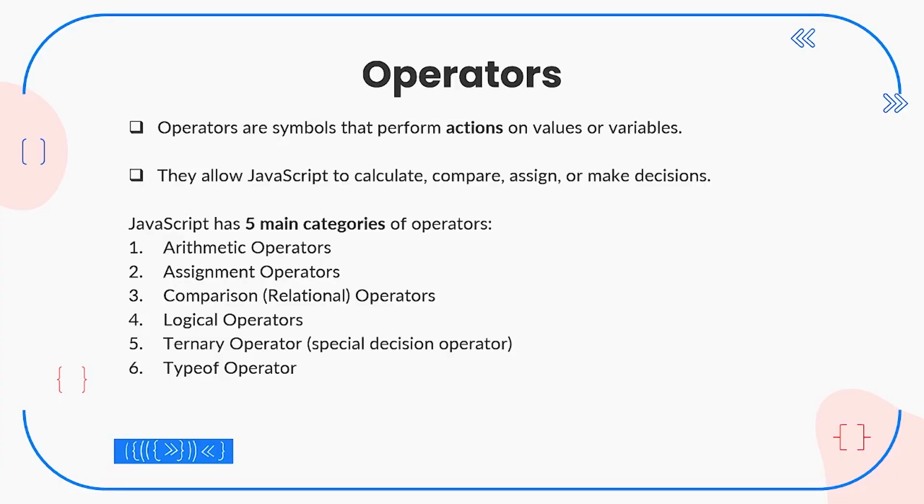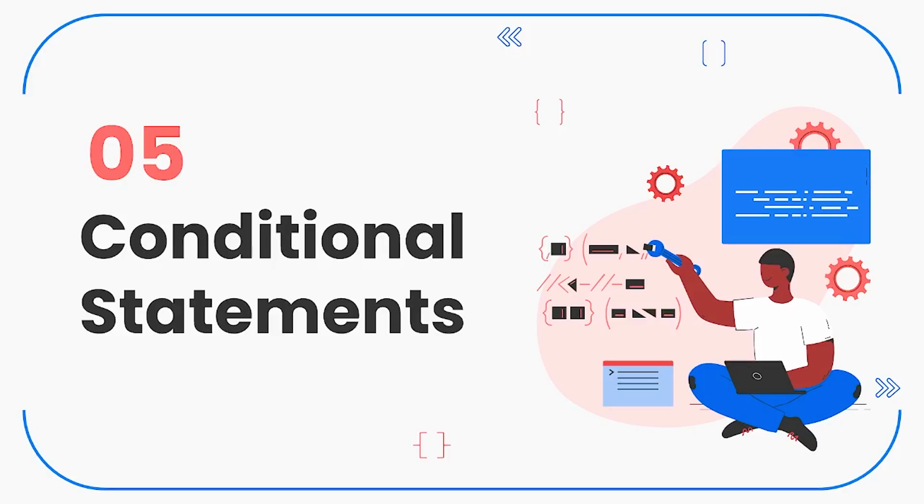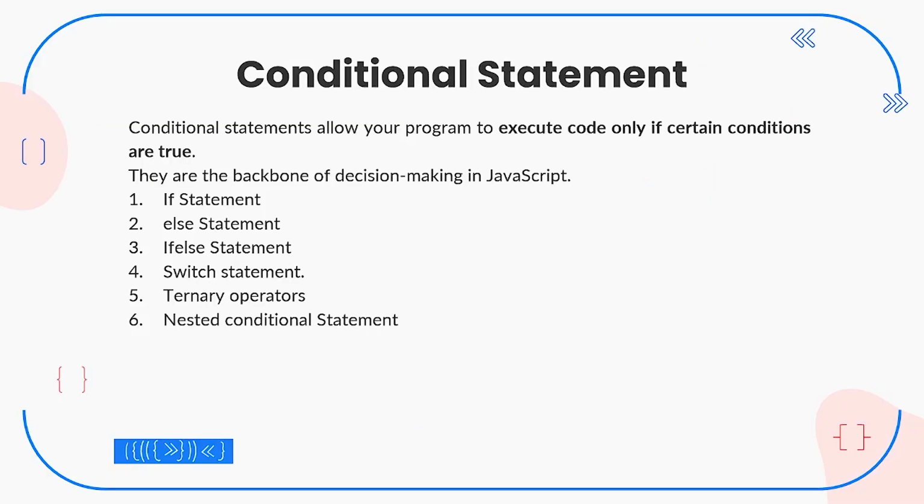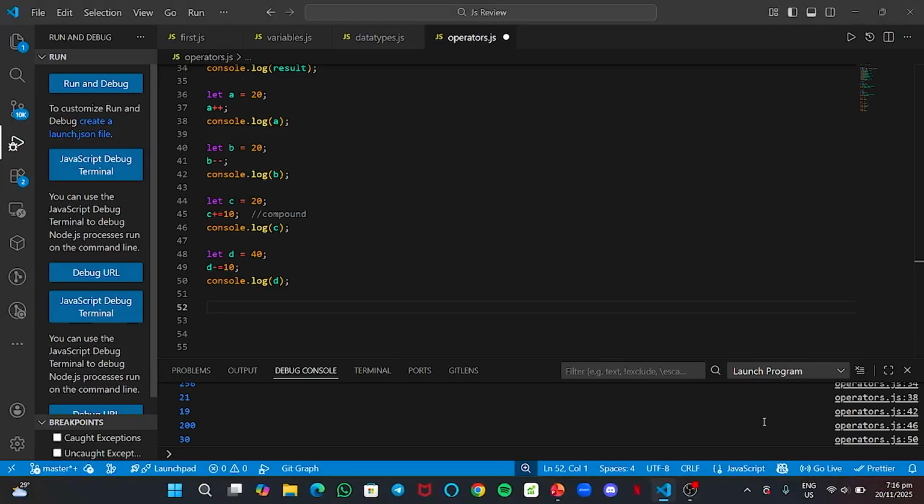All right, so let's move on to conditional statements. Conditional statements allow your program to execute code only if certain conditions are true. So we have the if statement, the else statement, the if else statement. We have the switch, ternary operators, and the nested conditional statement. So we'll be looking at them one after the other. But before that, let me explain certain concepts too.